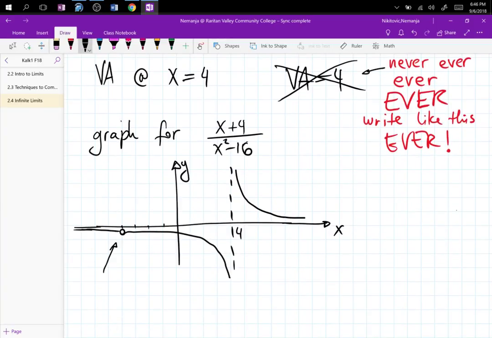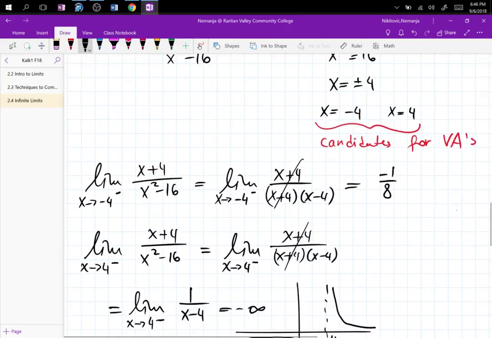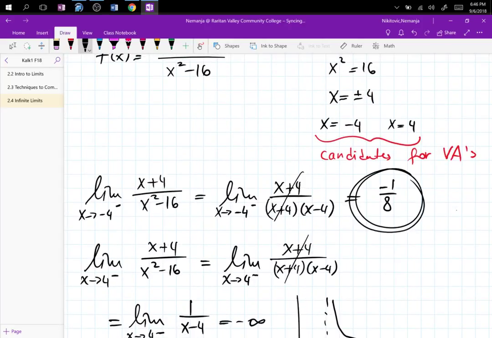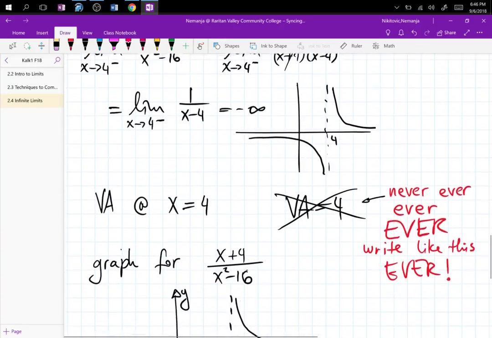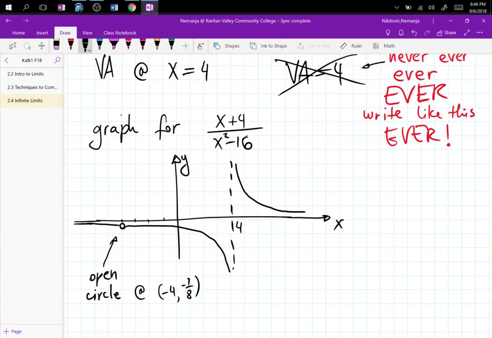So open circle at negative 4, negative 1 over 8. Because the limit gave us negative 1 over 8. And over here, vertical asymptote at x equals 4.